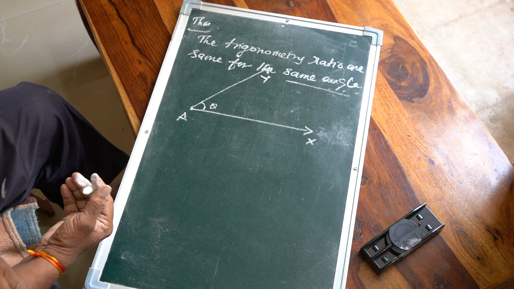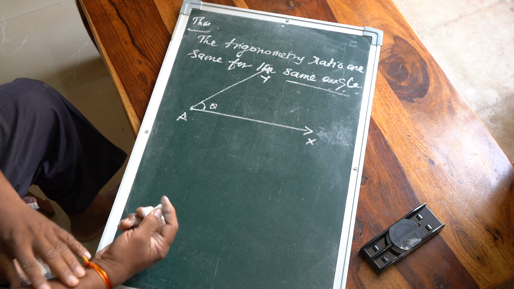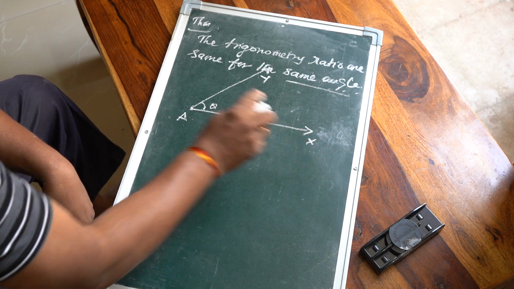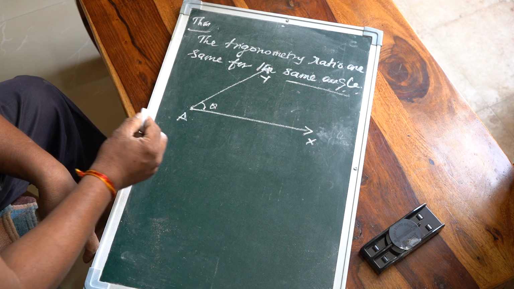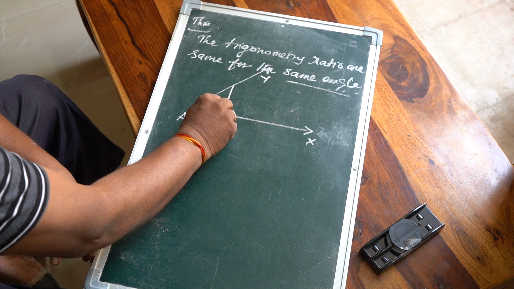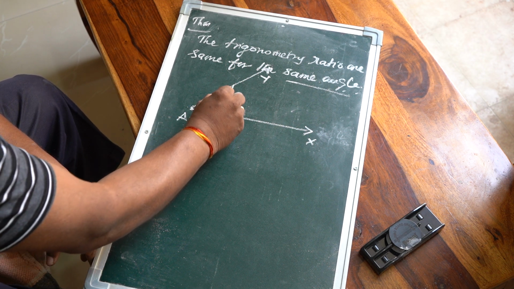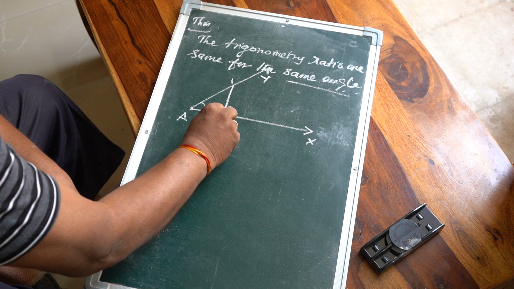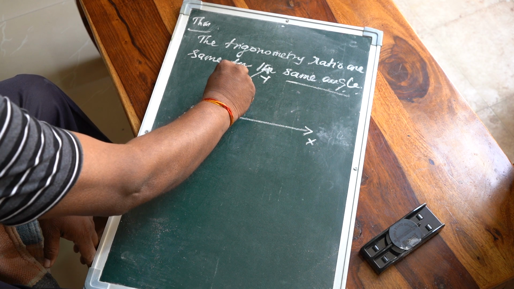Now we should make a perpendicular line on the ray AX. So you draw the line. So this is 90 degrees. This is M, this is P.